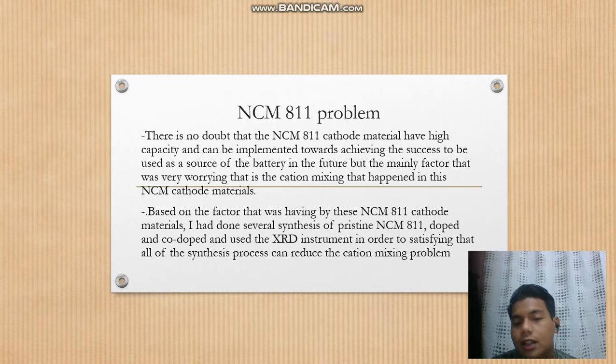Based on the factor that was had by this NCM811 cathode material, I did several syntheses of pristine NCM811, dope and co-dope, and used the XRD instrument in order to see whether all of the synthesis processes can reduce the cation mixing problem.